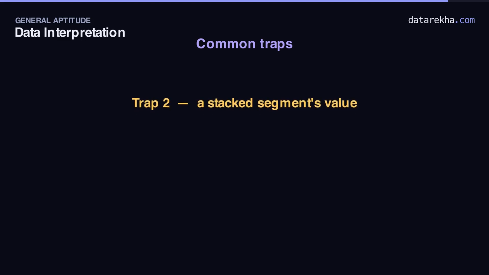Trap 2, the stacked bar. A segment's value is its top minus its bottom, never the height it reaches. If the green ends at 300 but started at 120, its value is 180. Read the thickness.